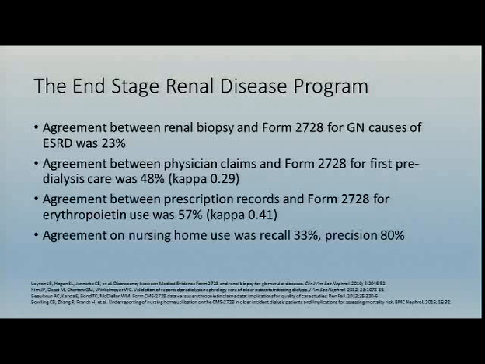Agreement between the prescription record for erythropoietin use, which is a type of medicine to help with not having enough red blood cells in the body, was only 57% based on this VA study, and the kappa was 0.41. The agreement on nursing home use was a recall of 33% and a precision of 8%, which tells you that the sensitivity of the capturing itself is not enough. But when it's reported appropriately, then that tends to be more accurate.